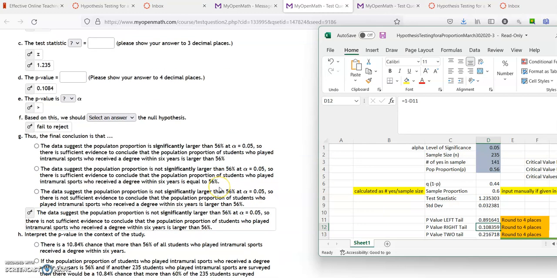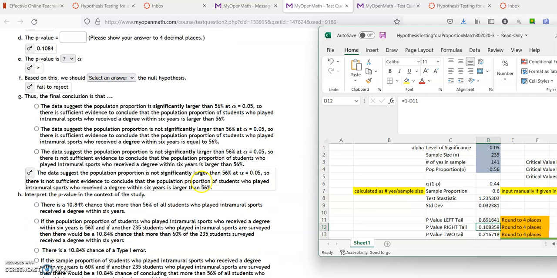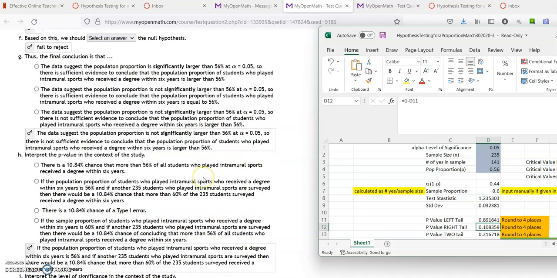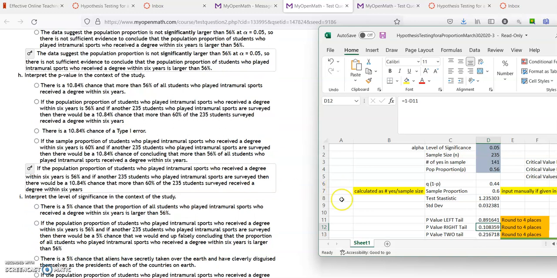These can be a little tricky when you try to figure out what's the right answer. After you read all 3, if we fail to reject the null hypothesis, that means the population proportion is not significantly larger than 56%, okay? All right, so now the p-value. If you interpret that p-value as a percentage, it comes out to 10.84%. You need to know that. So whatever that percentage is, in this case 10.84, whatever that p-value is.